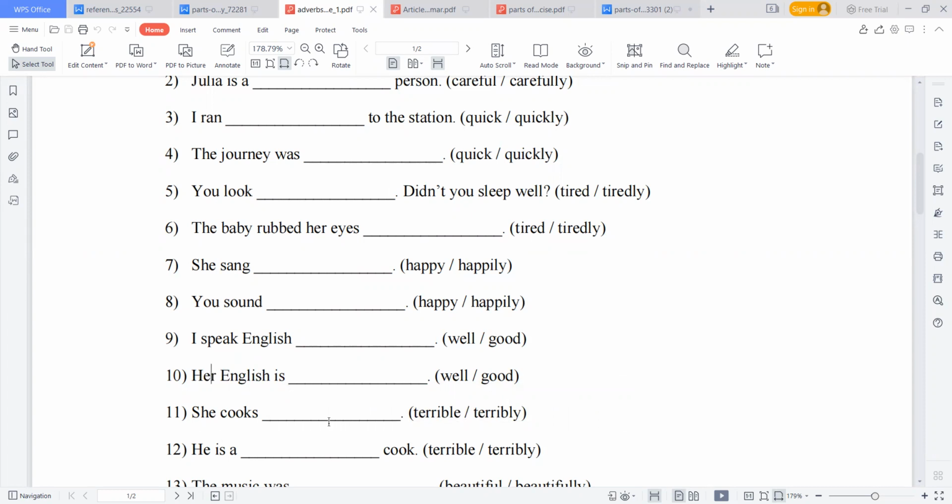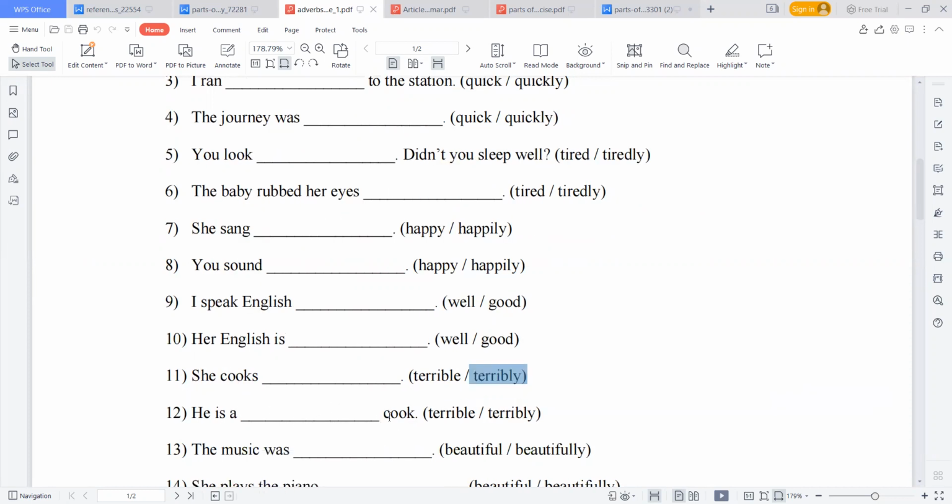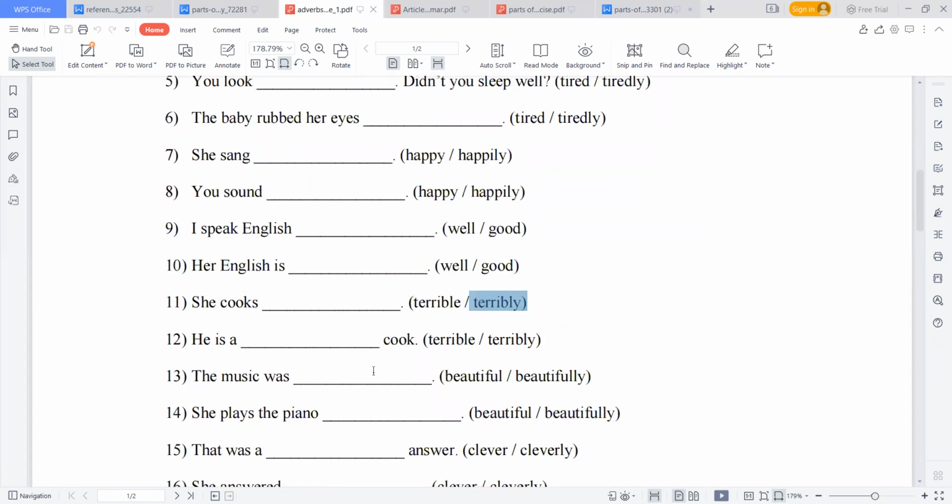Next, "she cooks dash." The focus is on cooks. How does she cook? Terribly. Next, "he is a dash cook." Terrible. He's a terrible cook, because it's followed by a noun.